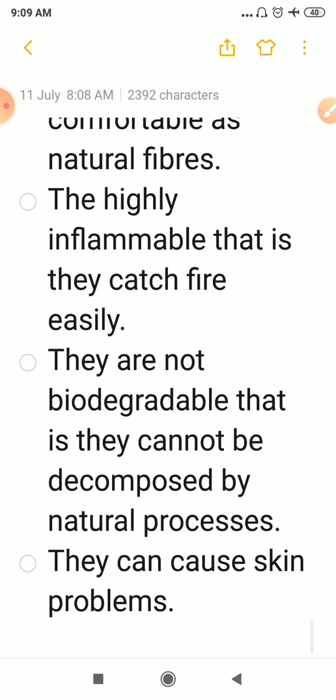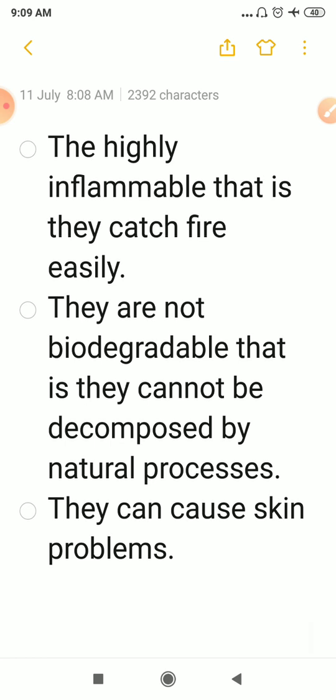Synthetic fibers are not biodegradable. What is biodegradable? Biodegradable means they can be easily decomposed by natural processes. Synthetic fibers cannot be easily decomposed by natural processes as compared to natural fibers. The cloths or the items made from natural fibers are decomposed by natural processes, they are biodegradable.